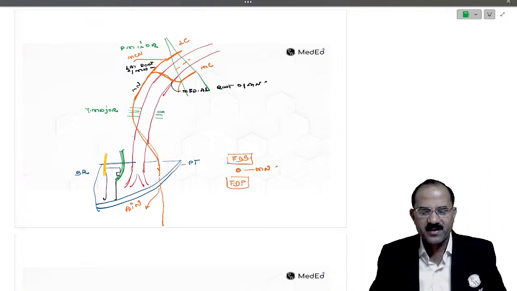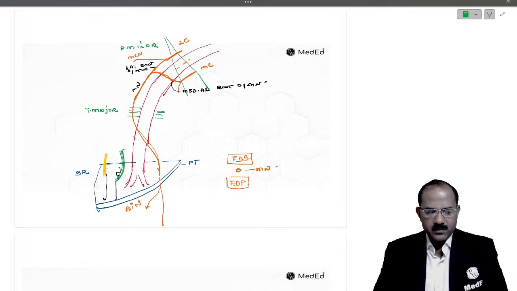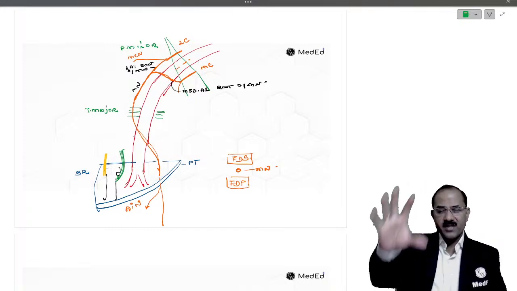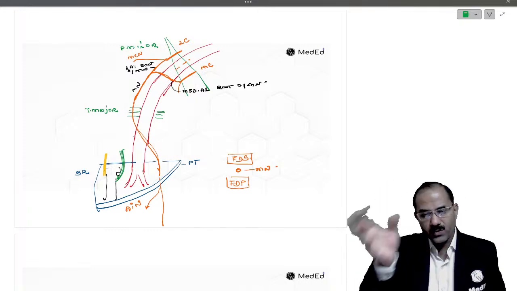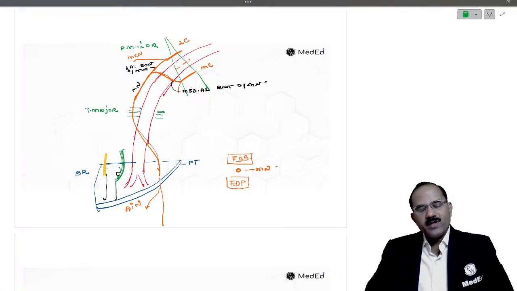Is the course of the median nerve clear, children? I'm just giving an orientation, just trying to correlate things. Okay. Clear with the median nerve?